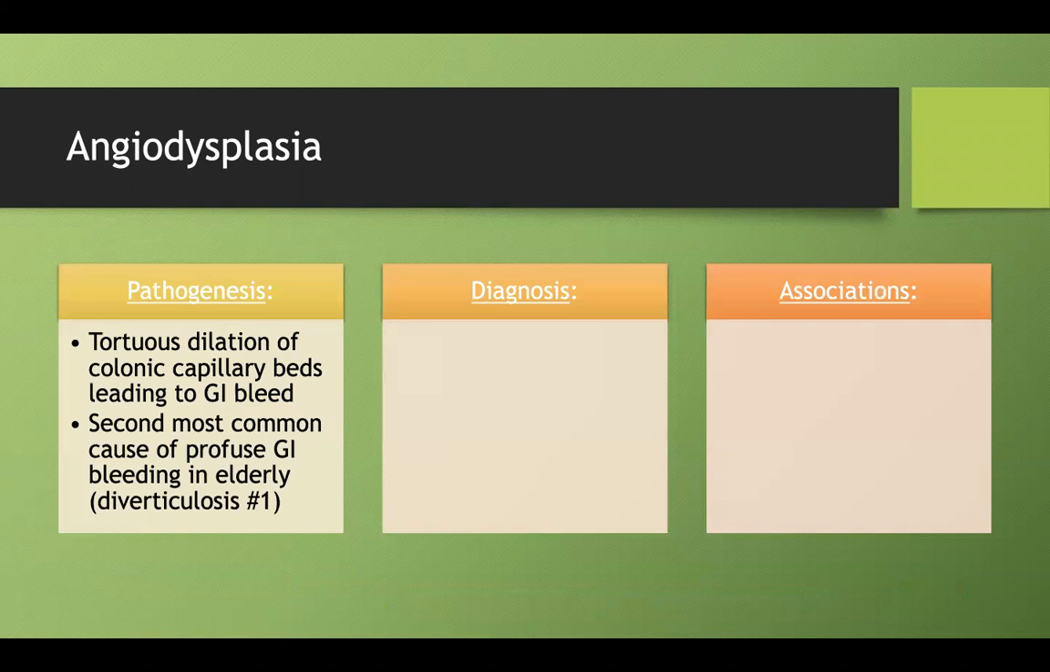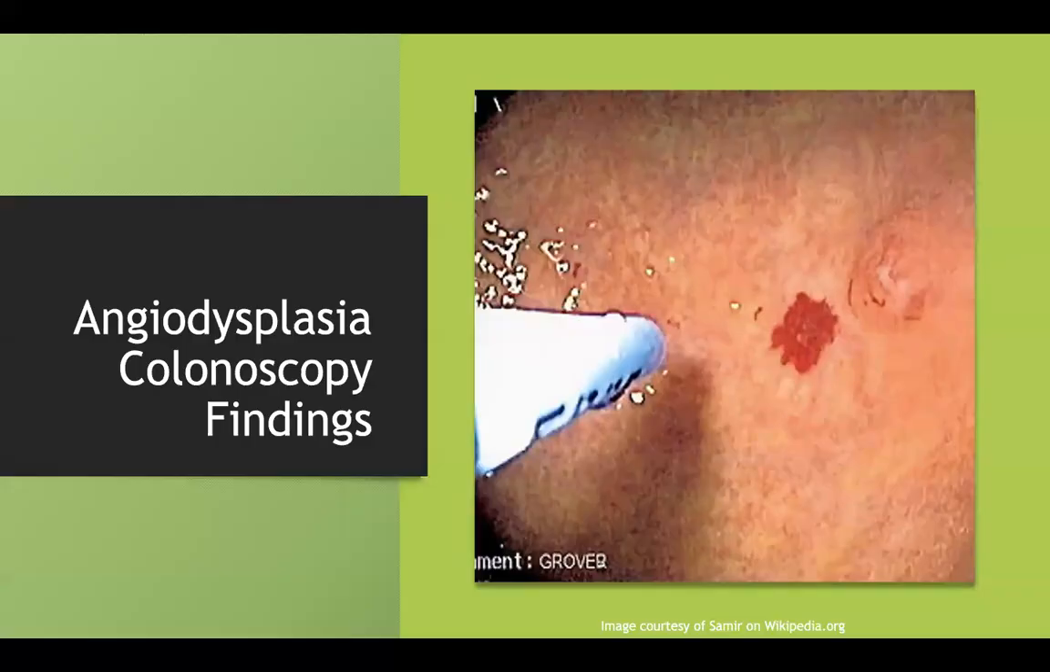Remember that diverticulosis is the most common cause of GI bleeding in the elderly, but angiodysplasia is number 2, so keep that in mind, and colon cancer is number 3. For diagnosing this, you can find tortuous, which is kind of like windy vessels, seen on angiography or colonoscopy. Here's a picture of one here on a colonoscopy.